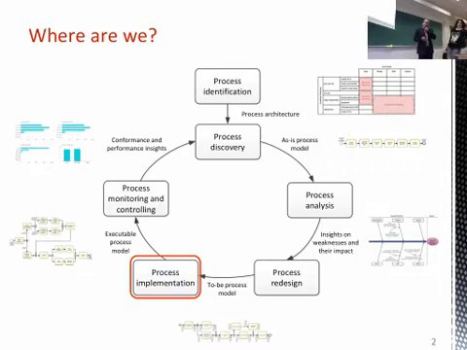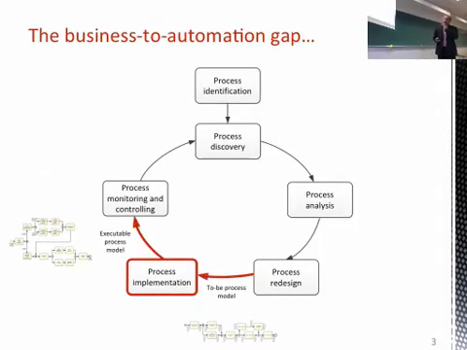The next part is actually to take that to-be process model and to turn it into what we would call an executable process model. In a way, you want to take the process and you want to automate it in an existing information system.